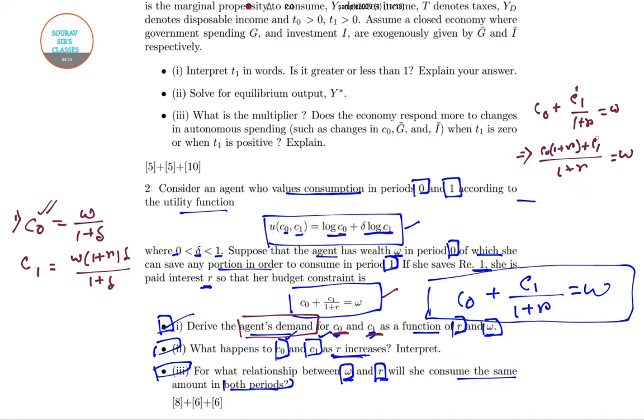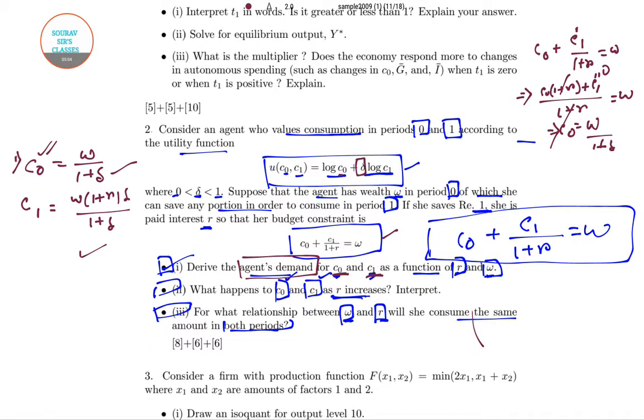So now basically here C1 becomes 0, and this will become like this. So C0 will be W, and from here we find that it will be divided by 1+delta. So the value of C0 we have found to be this, and the demand function of C1 will be like this.